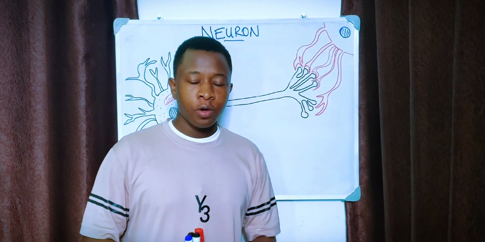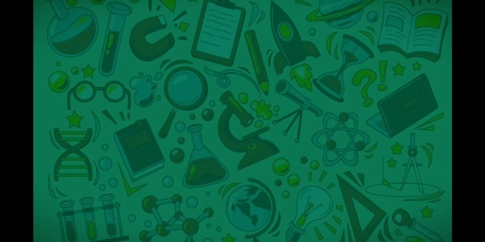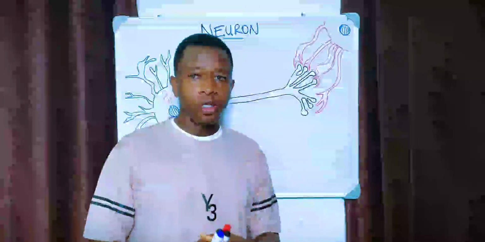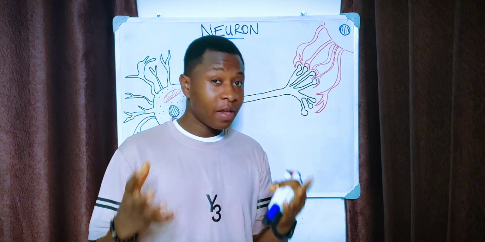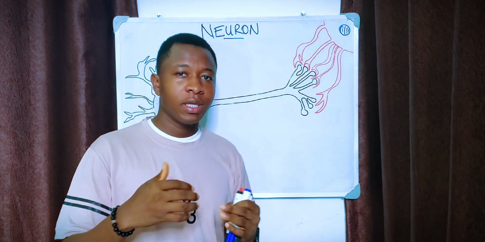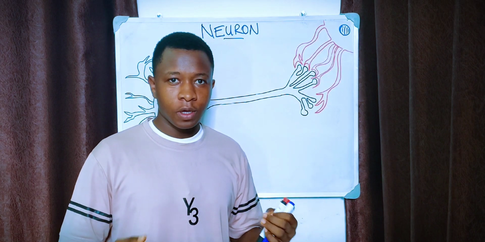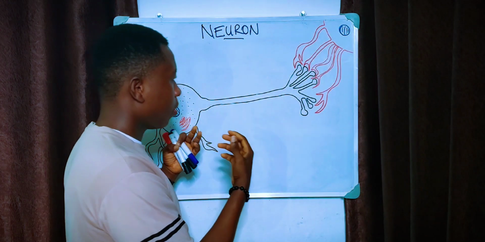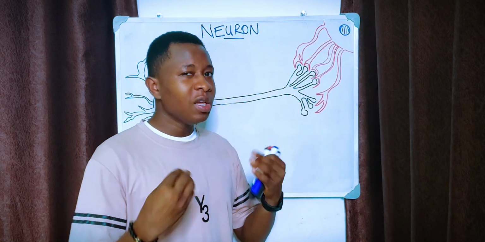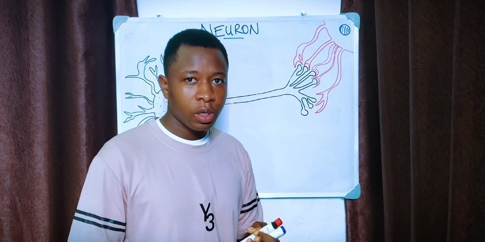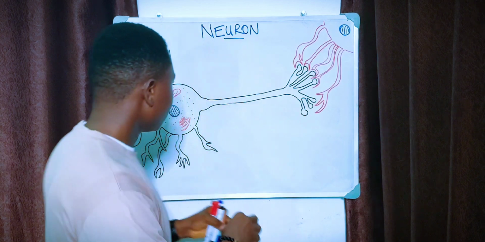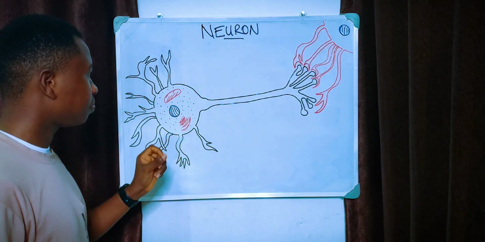Hi everyone. So in this video, we're going to be taking a look at the neuron. Now, the neuron is the basic functioning unit of the nervous system. This here is responsible for transmitting impulses from a part of the body to another or between neurons. Now, these impulses transmitted could be chemical impulses or electrical impulses. So let's take a look at the neuron now.